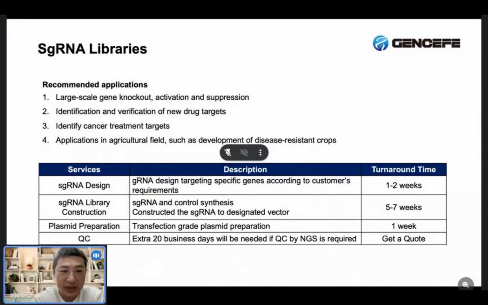For sgRNA libraries, we can design the sgRNAs, construct the sgRNA library, make the plasmid, and do the quality control. sgRNA library quality control usually needs NGS sequencing. If you want NGS sequencing as a quality control, we can do it.